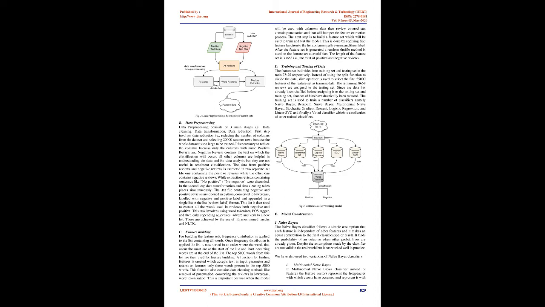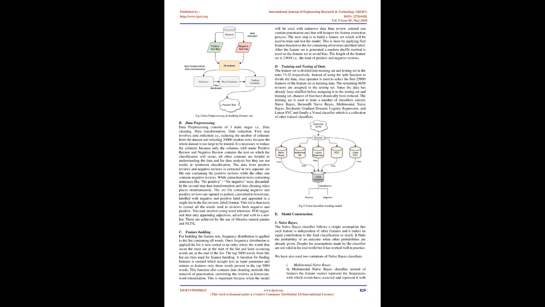This function also contains data cleaning methods like removal of punctuation, converting the reviews to lowercase, and word tokenization. This is important because when the model is used with unknown data, the review entered can contain punctuation, and that will hamper the feature extraction process. The next step is to build a feature set which will be used to train and test the model.